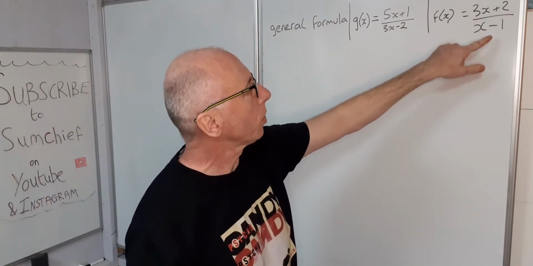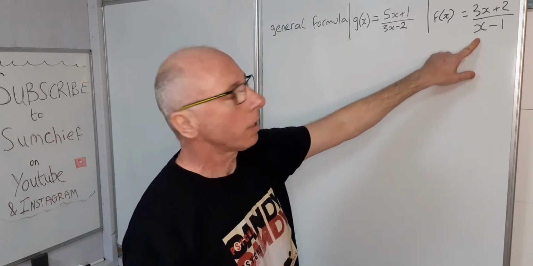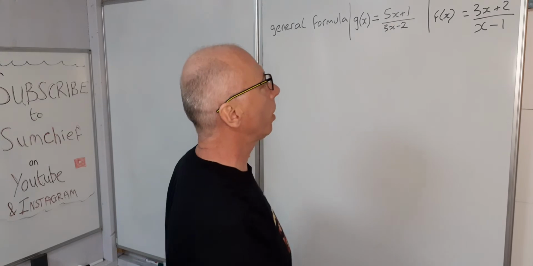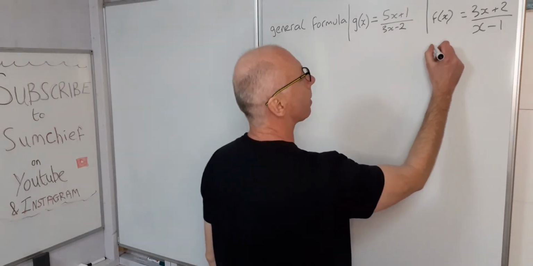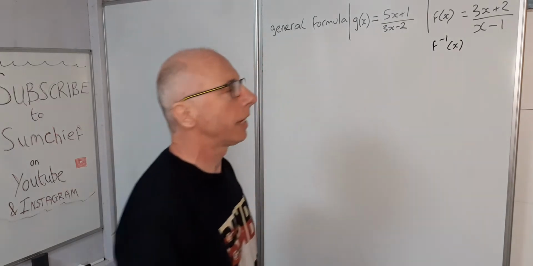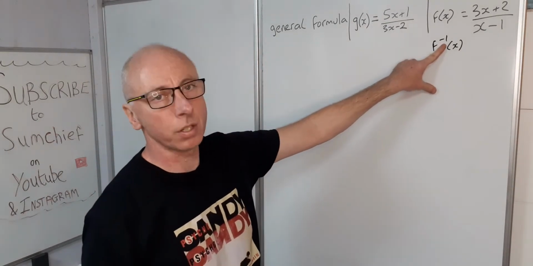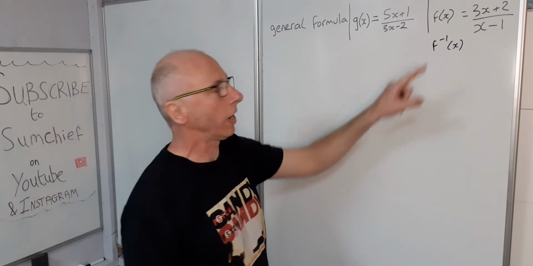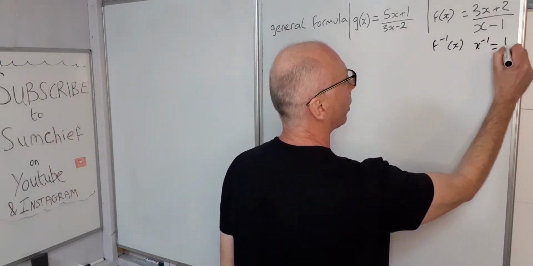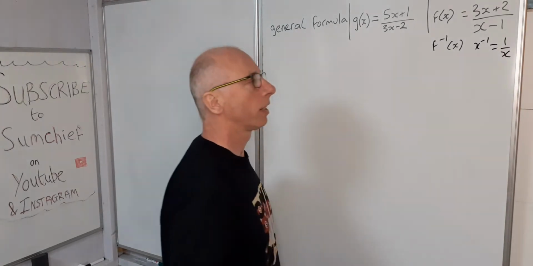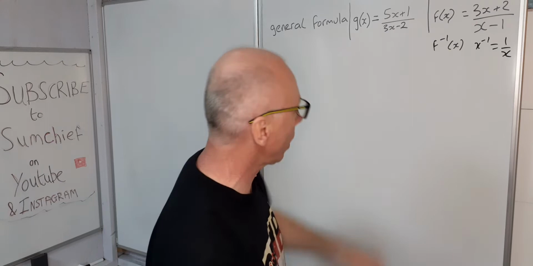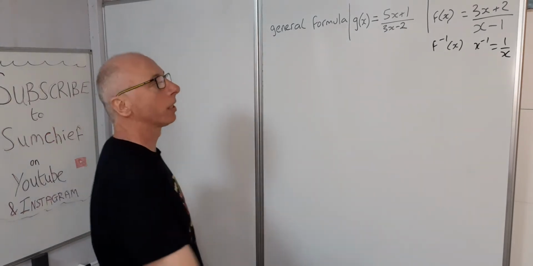So 3x plus 2 over x minus 1. We need to make x the subject of this function here. So what we're looking for basically is the inverse of x. Now don't get this notation mixed up with 1 over x. Normally when you have, for example, x to the minus 1, that equals 1 over x. That's not the case in this. It's poor notation really, but that's how it's generally written and accepted.